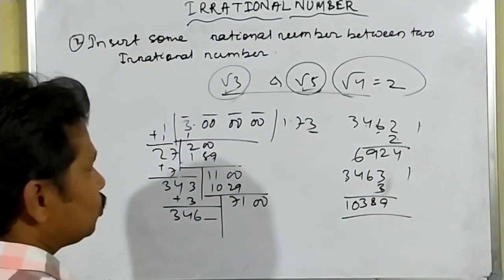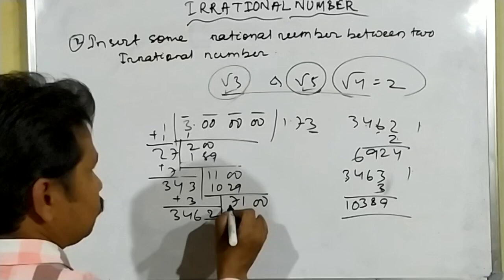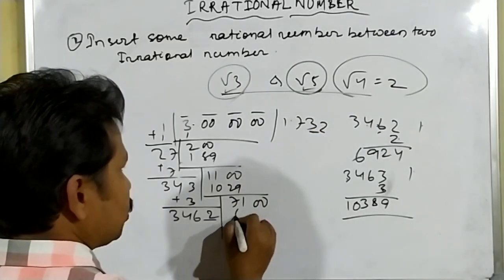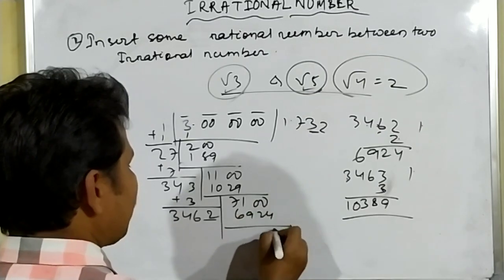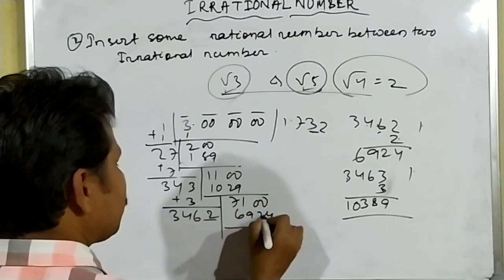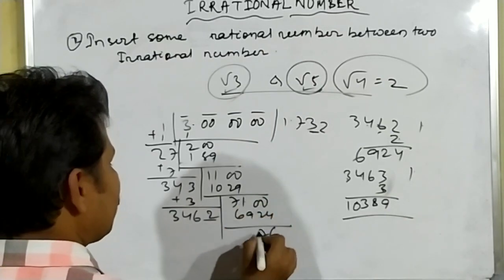So it will be more. So what do we have to take? 2. So 2 6 9 2 4. Then the result will be 10, 10 minus 4 equals 6. Again 9, 9 minus 2 equals 7. Again 0, 0 minus 9 equals 1.